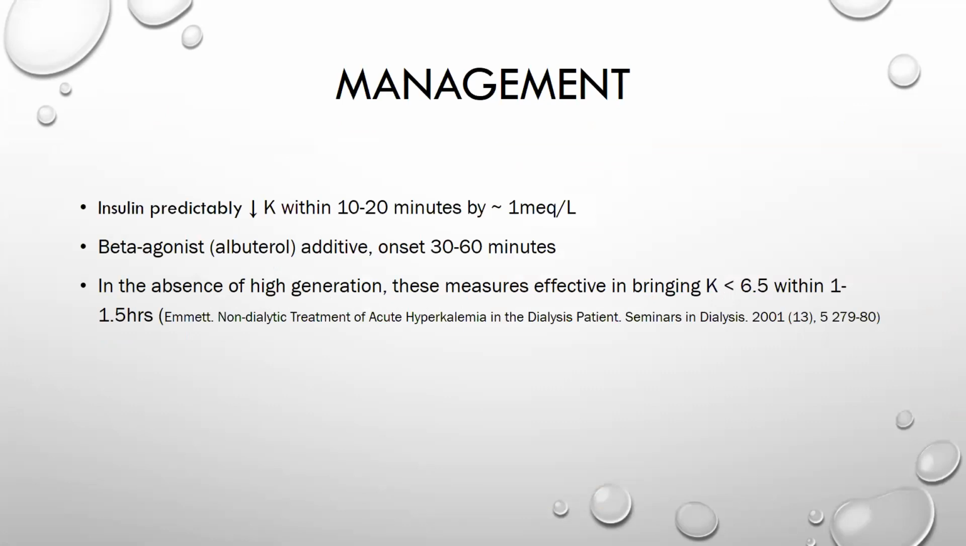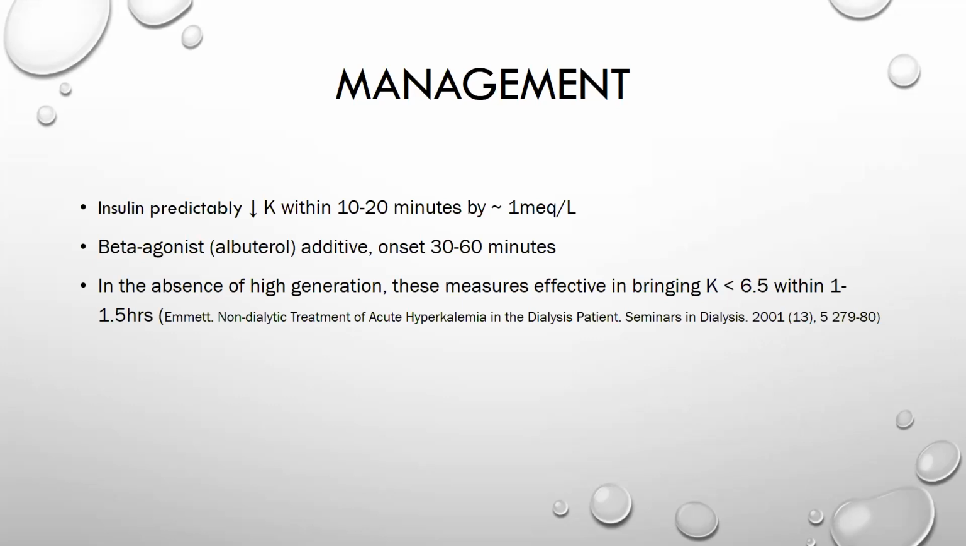So in the ER, typically we see someone with hyperkalemia, we give insulin, dextrose, all that good stuff. Insulin drops your potassium within 10 to 20 minutes, pretty reliably by about 1 milliequivalent per liter. And beta agonists have an additive effect and typically onset within half an hour to an hour.